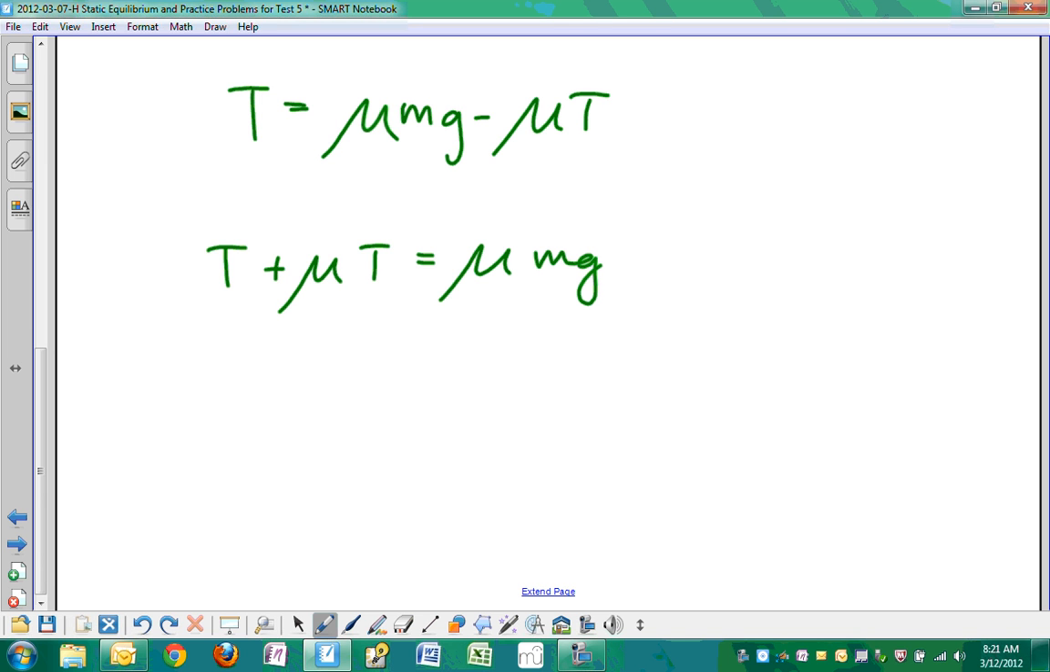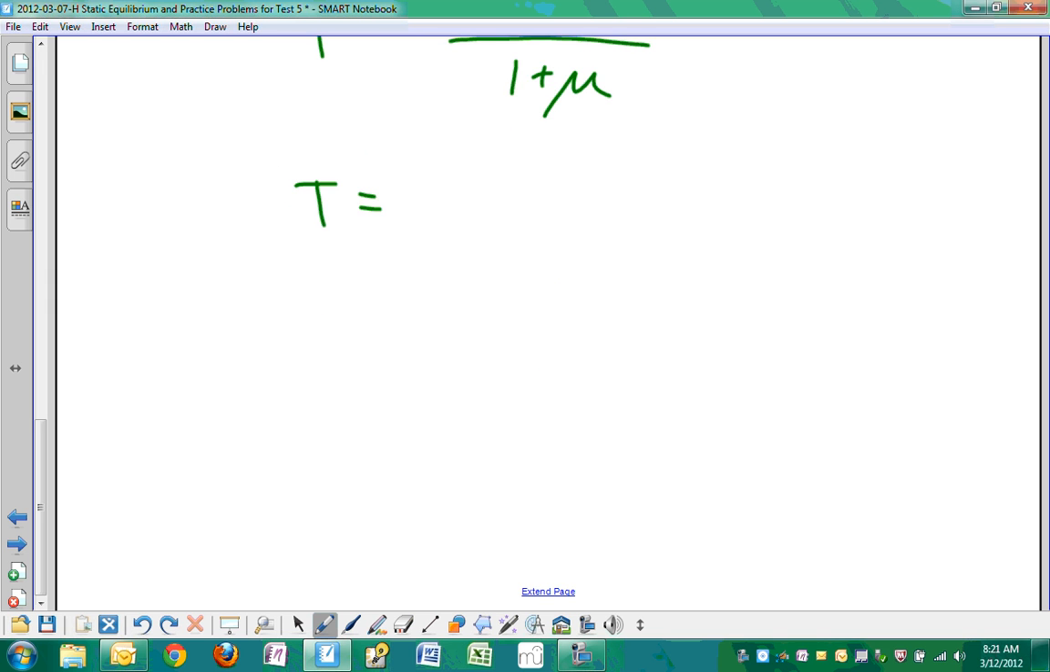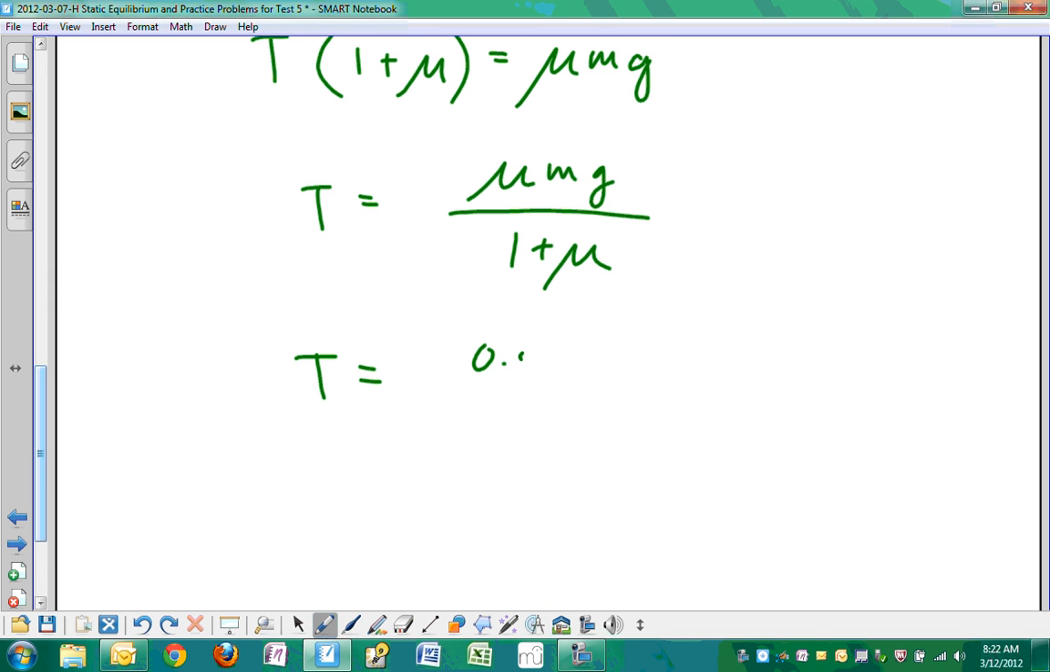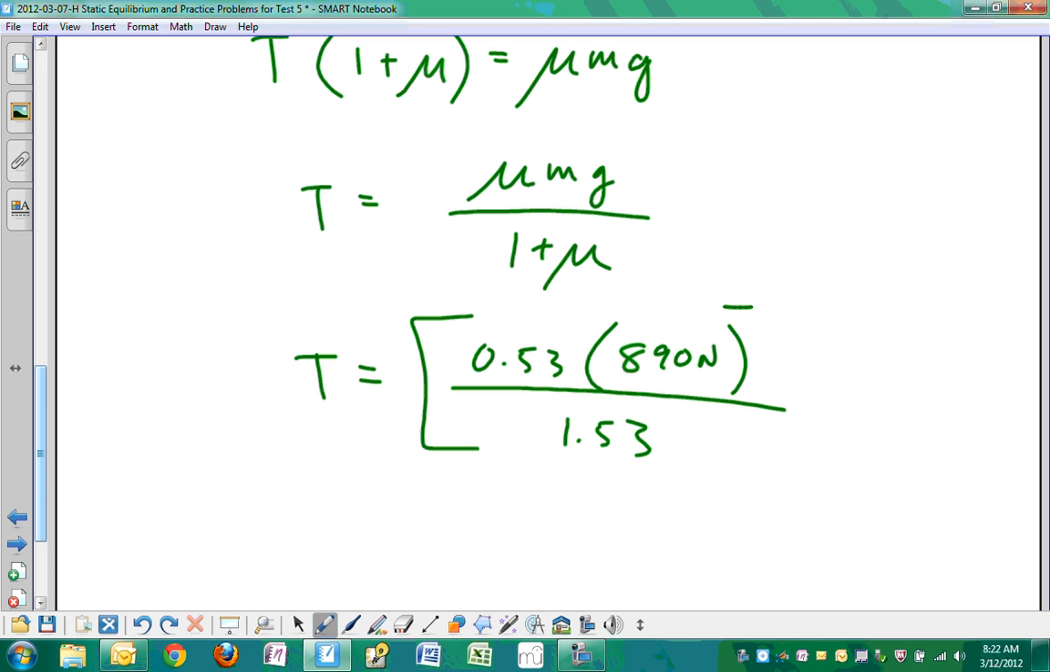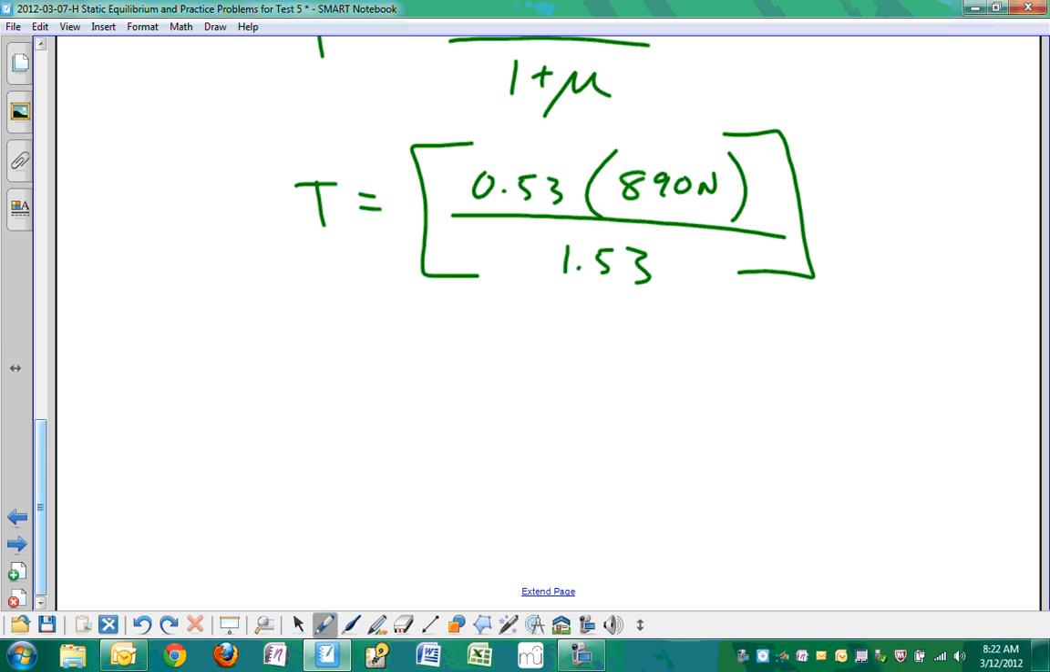All right, so then we get T times a quantity 1 plus mu is equal to mu mg. So now we're going to need to use calculators. So T is equal to mu mg over 1 plus mu, and we'll just plug our numbers in now. T is equal to, mu was 0.53 times mg, 890 newtons, divided by 1.53, right? Somebody help with the calculator on that? 308.3.